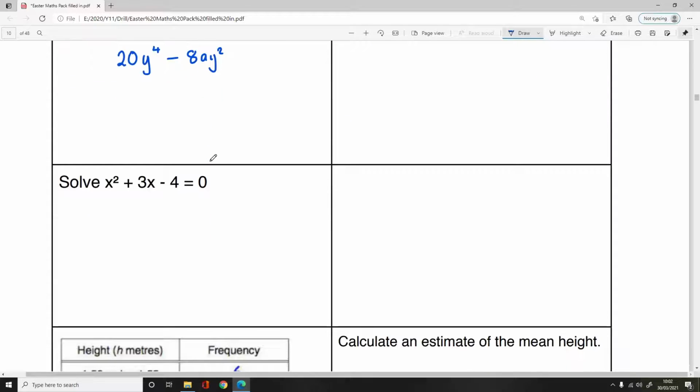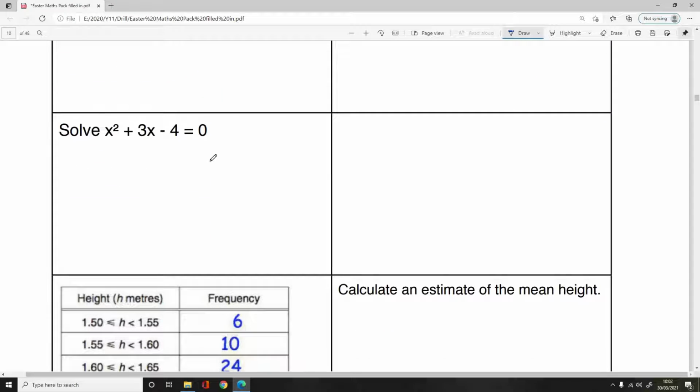Okay, next one. Solve quadratic. Again, what's the first thing? You need to make one side 0, which it is. So then you go to either the quadratic formula or factorizing. This feels like a factorizing one to me. We need two numbers that add to 3 and times to minus 4, and the numbers that do that are 4 and minus 1. So we can go x plus 4, x minus 1, and then that will tell me that x is minus 4 or x is 1, and that's the solution.